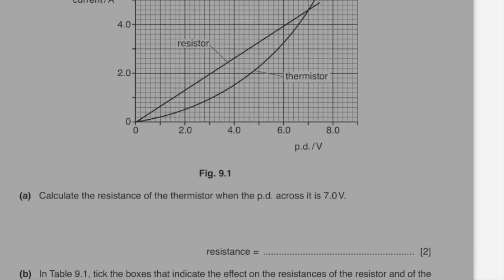And so resistance is voltage divided by current. Voltage given in the question is 7, divided by current, which you get from the graph as 4.6. And so the resistance is going to be equal to 1.5 ohm.